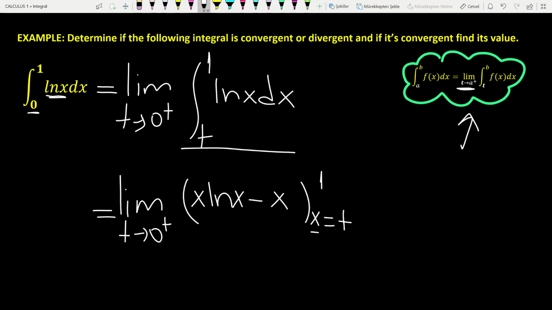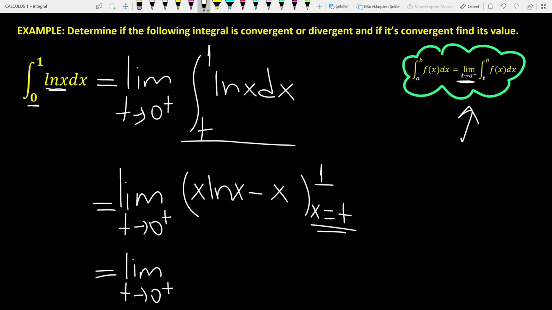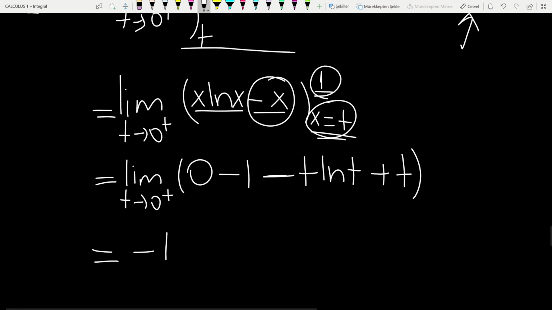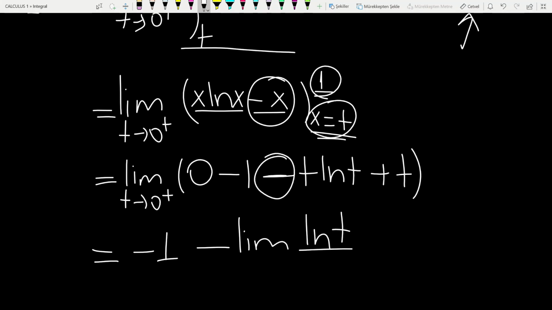What is the next step? The next step is just to plug the values of integration here. Then we have the limit as t tends to 0 from right. For the point 1, we have 1 times ln 1, which is 0, and minus 1. For the point t, we have minus t ln t plus t. So what is the limit of this expression? We have minus 1 here. It is not dependent on the limit. Minus the limit of ln t divided by 1 over t, t tends to 0 from right.